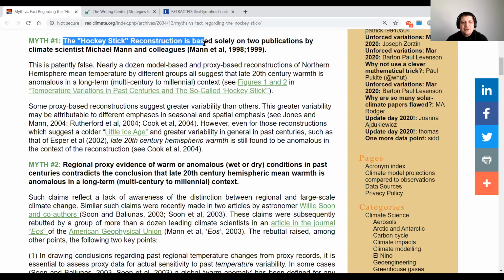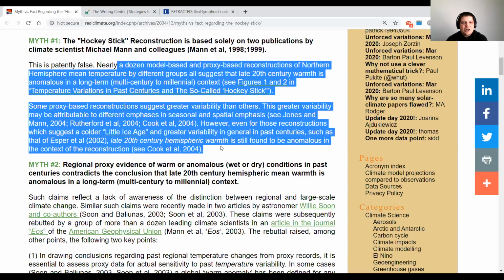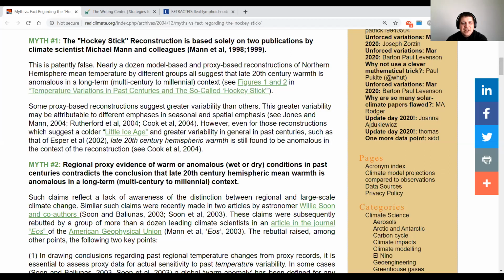Likewise, myth 1, this hockey stick reconstruction is based solely on these 2 papers, which he was the lead author for. He's a little more straightforward here. This is patently false. This is nonsense. You can fill in other words there, depending on what kind of mood you're in. But then he goes, again, same pattern. This is wrong. And now he's going to tell you the citations. He's going to show you, look at these specific figures. Look at these references here. Look at this one and this one and this one.